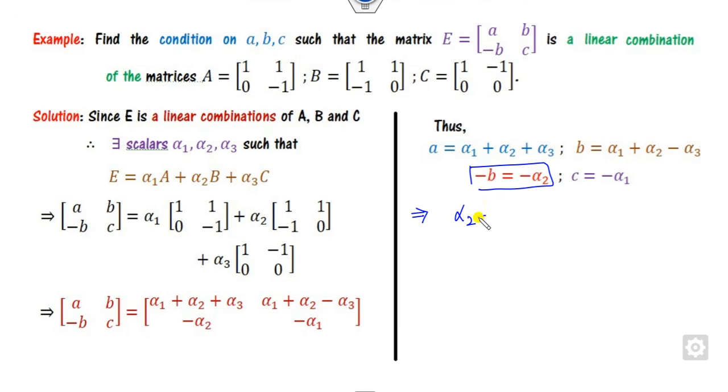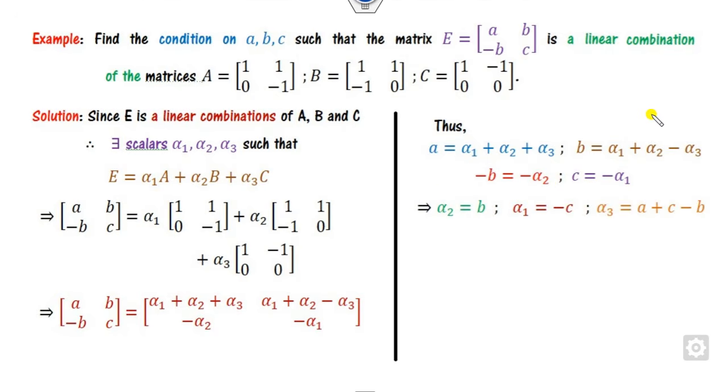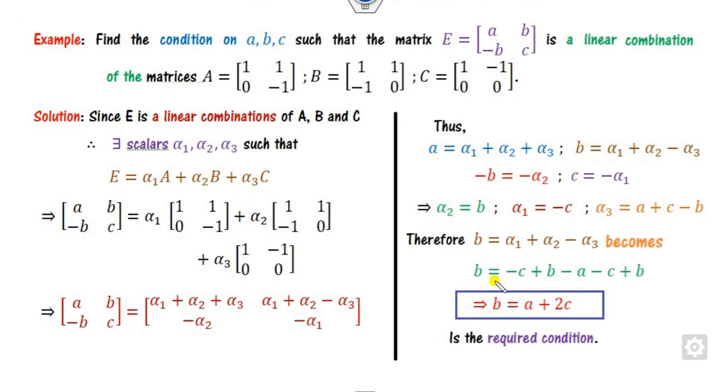From here you can easily find the value of alpha 2. From here you can easily find the value of alpha 1. You can substitute these two values here and find the value of alpha 3 easily. So this is B minus C plus alpha 3, so you can get alpha 3 as A minus B plus C. Now since there are four equations and I solved three, I can substitute alpha 1, alpha 2, alpha 3 in the remaining equation. We will get the required condition here. So since I want the condition, this is the required condition.